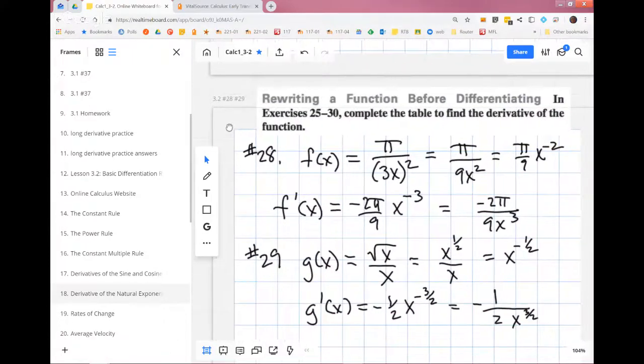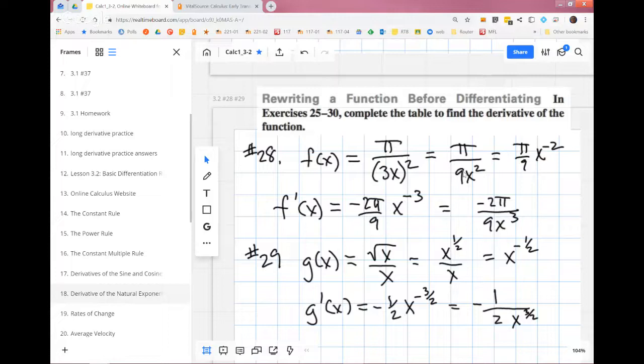So here's a couple. In this section, you want to rewrite a function before you get started, so again, you need to do something with it first. Here's number 28: pi over 3x, quantity squared. The first thing I have to do is square those parentheses, so now I have pi over 9x squared. Still, how do I get that ready to differentiate?